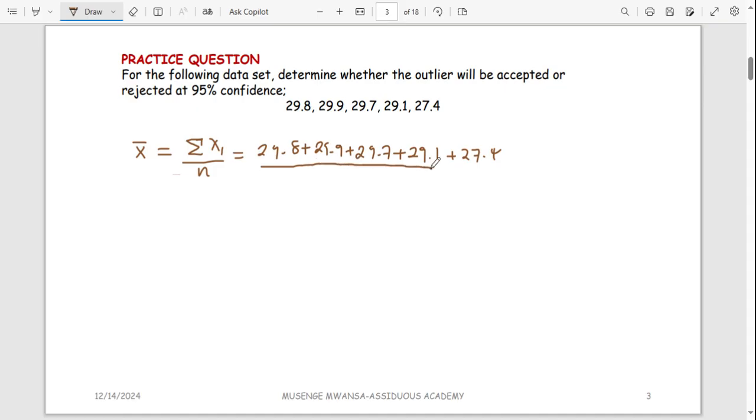How many are these values? 1, 2, 3, 4, 5. So there are 5. And when you punch this on your calculator, on top first the sum will be 145.9, and this is over 5. And when you divide, you are going to get 29.18.